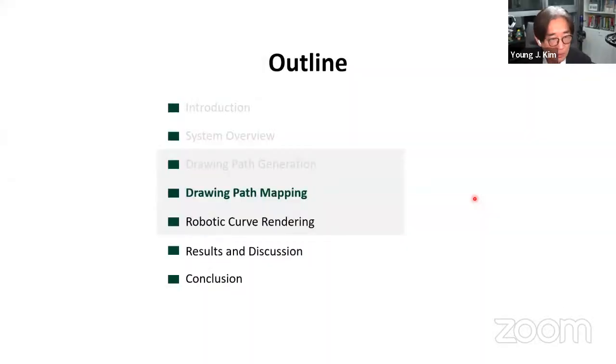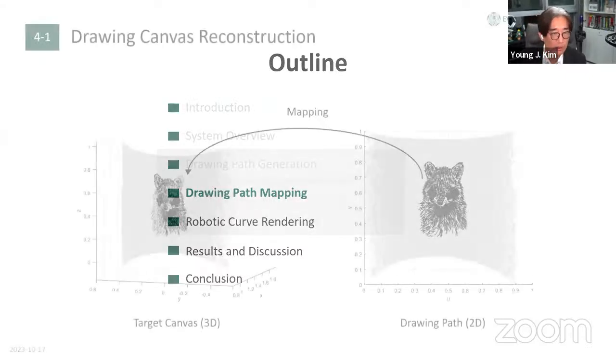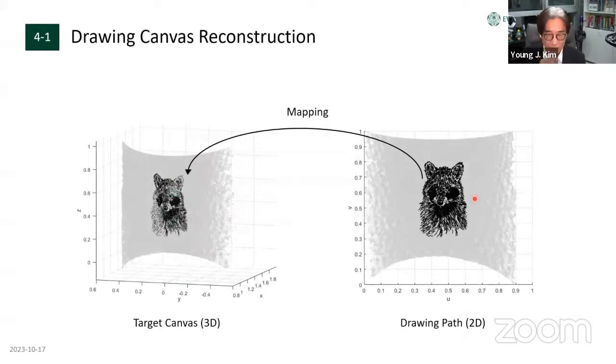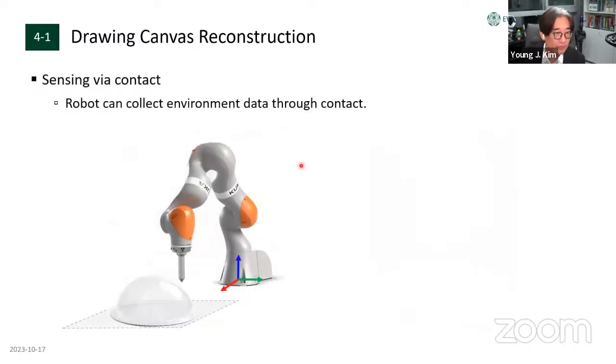Now let me move to the next issue that we need to deal with. Once you have this stroke sequence or drawing sequence, somehow you have to map this drawing sequence to 3D. To map it, of course, we need a target canvas, so we need a 3D target canvas. We have to estimate this target canvas, and then you can map it.